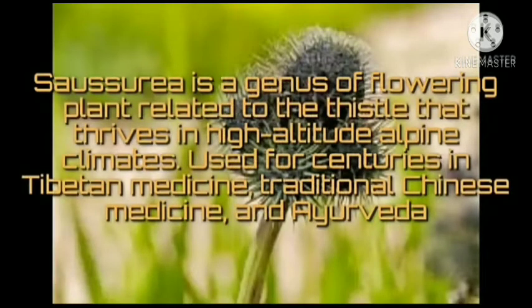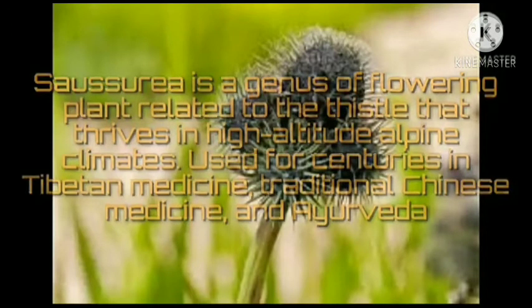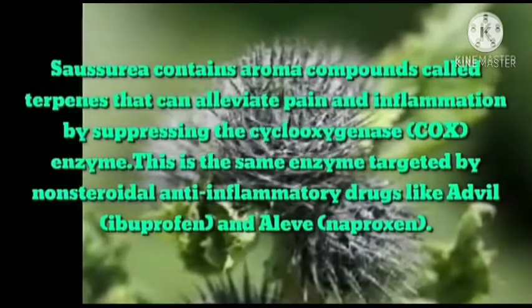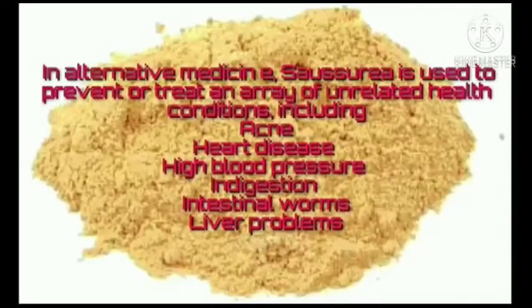Saussurea is a genus of flowering plant related to the thistle that thrives in high-altitude alpine climates. Used for centuries in Tibetan medicine, traditional Chinese medicine, and Ayurveda. Saussurea contains atoma compounds called terpenes that can alleviate pain and inflammation by suppressing the cyclooxygenase, COX, enzyme. This is the same enzyme targeted by nonsteroidal anti-inflammatory drugs like Advil, ibuprofen, and Aleve, naproxen. In alternative medicine, Saussurea is used to prevent or treat an array of unrelated health conditions, including heart disease, high blood pressure, indigestion, intestinal worms, and liver problems.